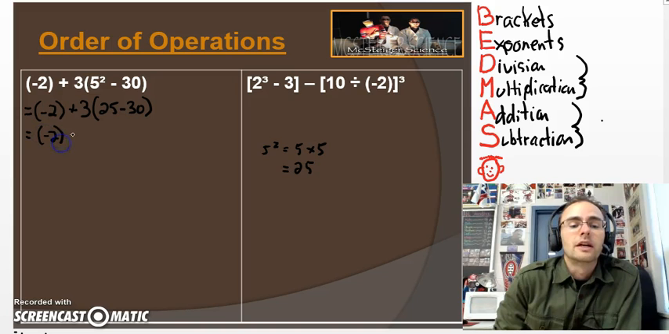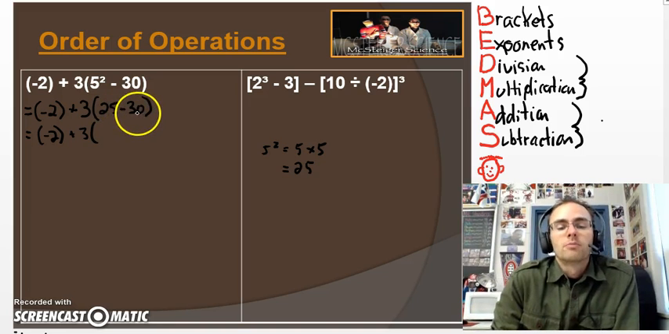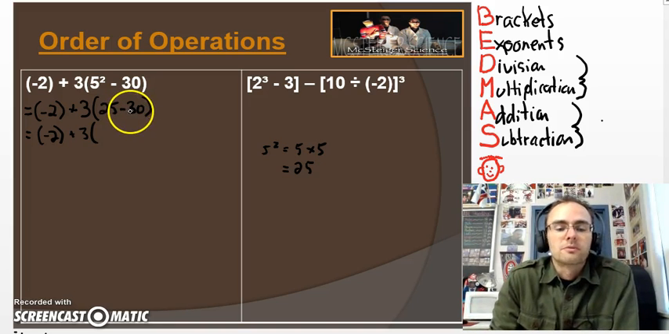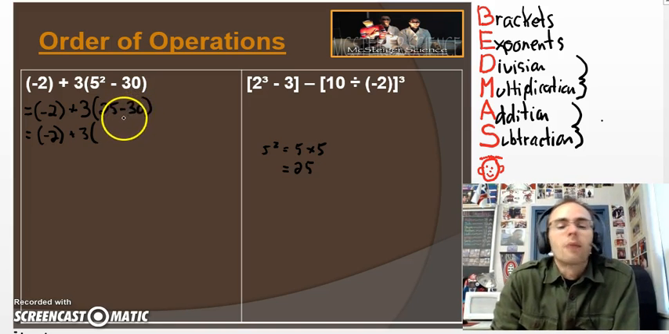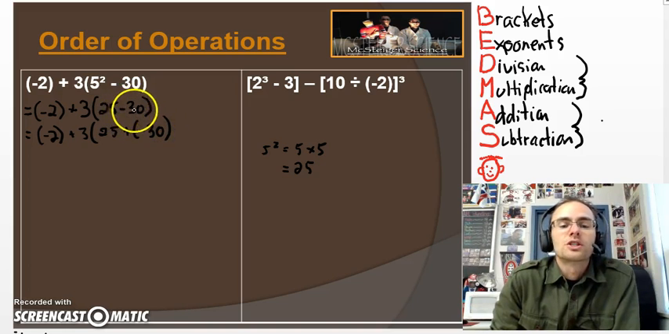So I rewrite this again, -2 plus 3. Now, we are subtracting a greater number, so there's going to be some negative integers involved here. Now, if you remember the rules for subtracting integers, you add the opposite. So I'm going to rewrite that, so it's 25 plus -30. So I change that to an addition question. This 30 becomes a negative.